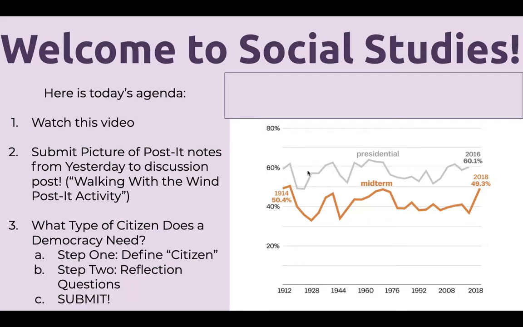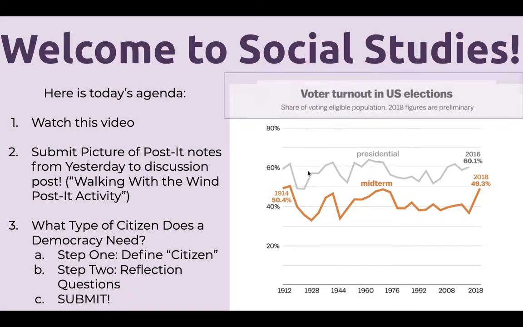But I wanted to start with a chart. Over here is a chart. This is a chart of voter turnout in United States elections in 2018, which is our most recent polling data because that was the last midterm election. 49.3% of this country voted in the midterm elections, slightly less than half.